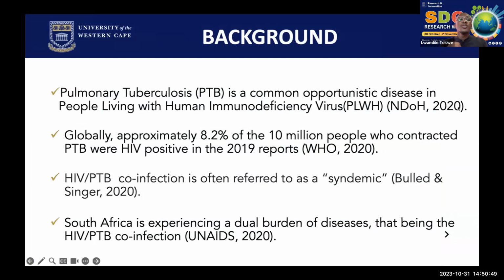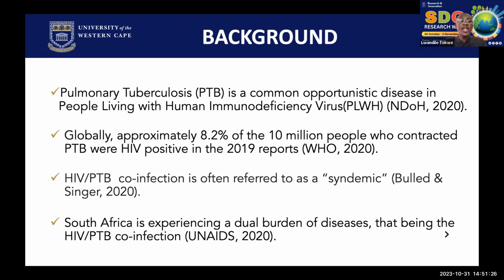All right, thank you. So pulmonary tuberculosis is a common opportunistic disease in people living with HIV. And globally, approximately 8.2 of the 10 million people who contracted pulmonary tuberculosis were HIV positive in 2019 reports. This is according to the World Health Organization. And while this is noted in South Africa, it was reported in 2022 that there were approximately 8.45 million people living with HIV, which makes South Africa to have the largest ART program across the world.